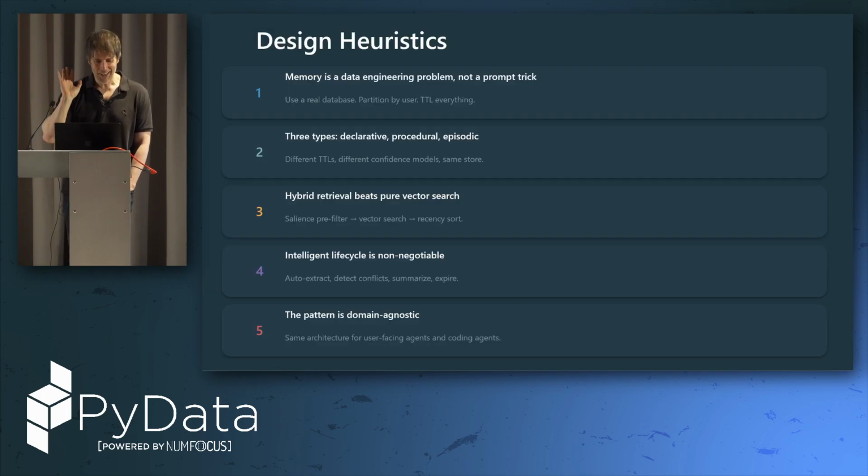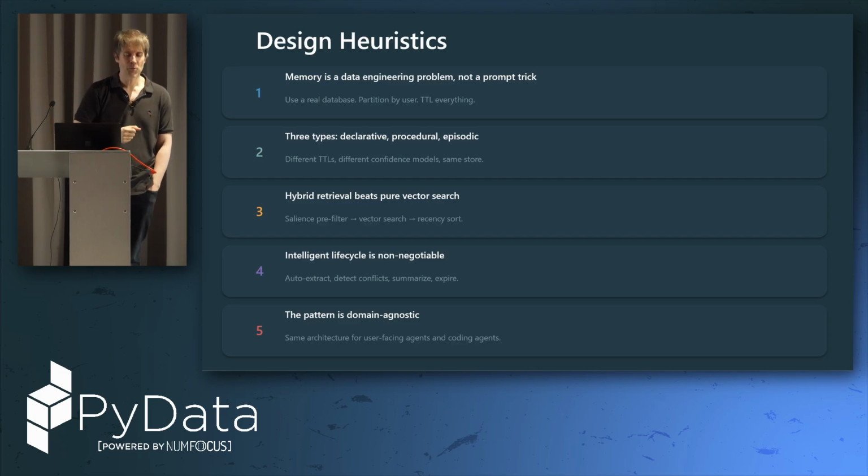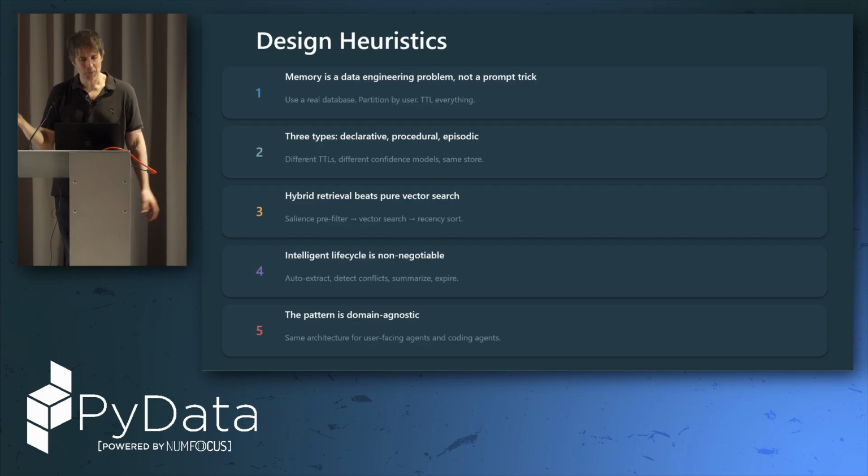So, last slide. Right, in summary, memory is a data engineering problem, not a prompt trick. You need to have a real database, you need to be partitioning by user, TTL everything, have an extraction process that categorizes memory properly and compresses it properly and does all of those things that I talked about. 3 types: declarative, procedural, episodic. This is based on cognitive neuroscience research, not just plucked out of thin air. It works at scale. Hybrid retrieval beats pure vector search. Again, hybrid is an overloaded term already. In this case, it doesn't just mean vector search plus text search. It means salience pre-filter plus vector search and a recency sort in order to complete that formula for salience that I showed before.